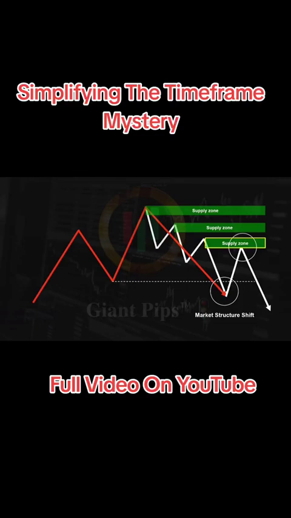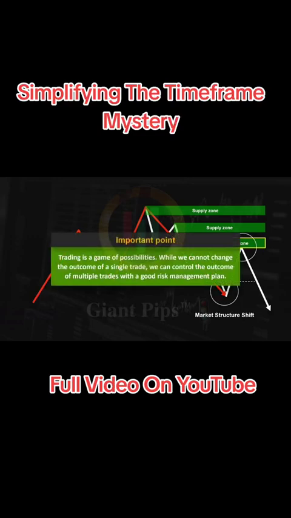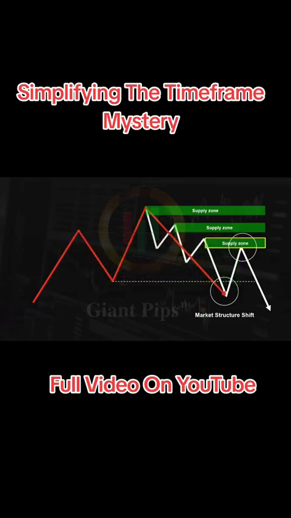Most of the time, there is no particular reason why the market rejects the first or second zone, or it might neglect both and push higher. Trading is a game of possibilities. While we cannot change the outcome of a single trade, we can control the outcome of multiple trades with a good risk management plan. That is why a risk management plan is so important. It directly affects the overall outcome of trading.